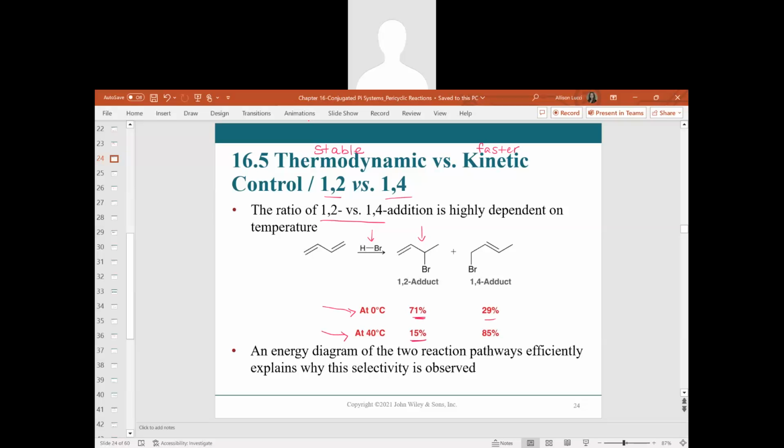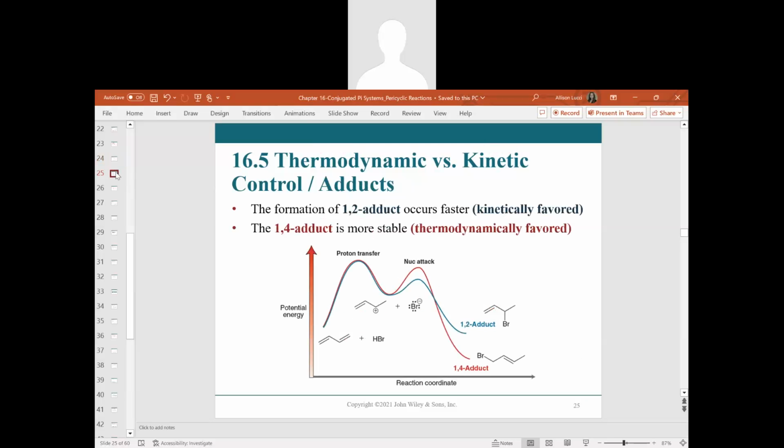So let's take a look at an energy diagram to try to gain some reasoning as to why this happened. So I mentioned that the 1,2 adduct occurs faster, and we say that this is kinetically favored. Kinetics having to do with reaction rates. So what we see here in our potential energy diagram is our starting material here, the 1,3-butadiene. We see this proton transfer step and pretty equivalent activation energy needed, right, to gain this carbocation intermediate here.